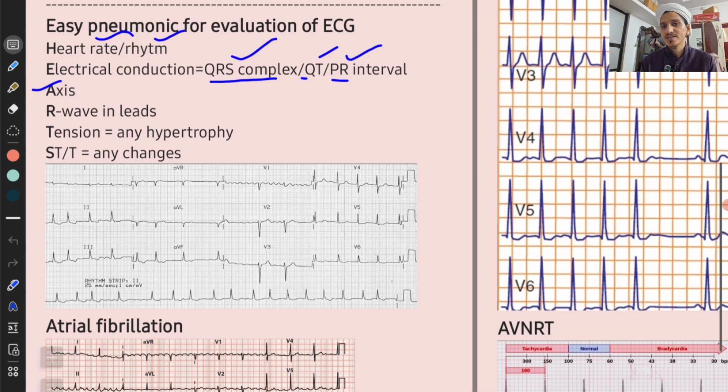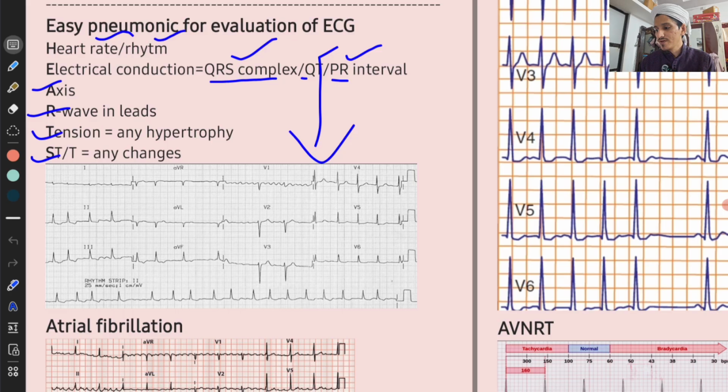R is for R wave in leads, whether the R wave progression is proper, or whether there is poor R wave progression. T is for tension, that means any hypertrophy of atrium or ventricles. S is for STT changes, that means any ischemic changes we see in the ECG. So that's how you can read an ECG by this mnemonic.